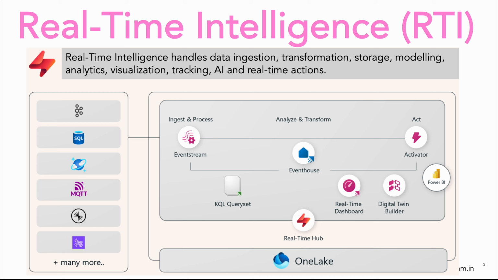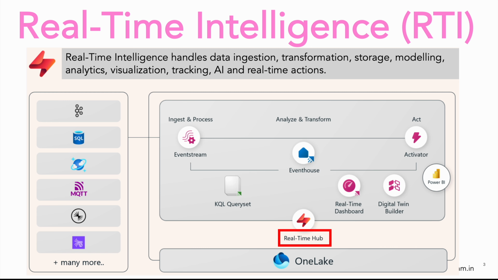And the purpose of real-time intelligence is to handle real-time data ingestion, transforming that data, storing that data, modeling that data, and then running analytics on top of it, or using reporting tools to visualize the data, do tracking, use AI, and perform real-time actions. It's a very lengthy definition, but this is what real-time intelligence is. And all the keywords that you see here, like data ingestion, data transformation, storing of data, modeling, analytics, visualization, tracking, etc., all belong to the real-time streaming workload. So Fabric's real-time intelligence provides us a platform for real-time data analytics.